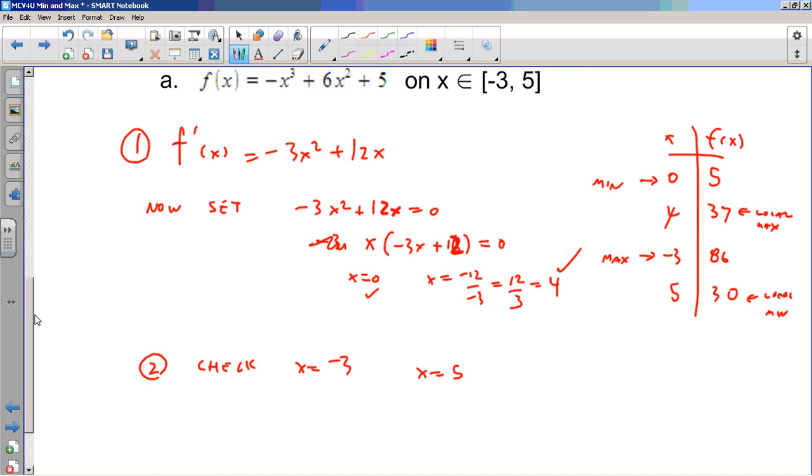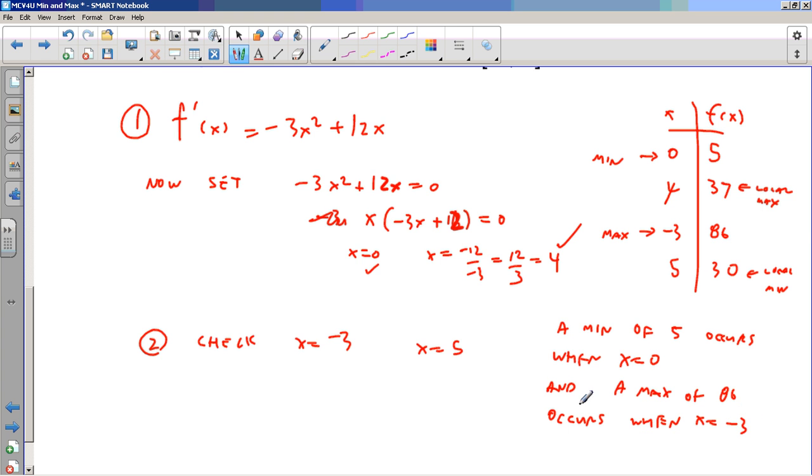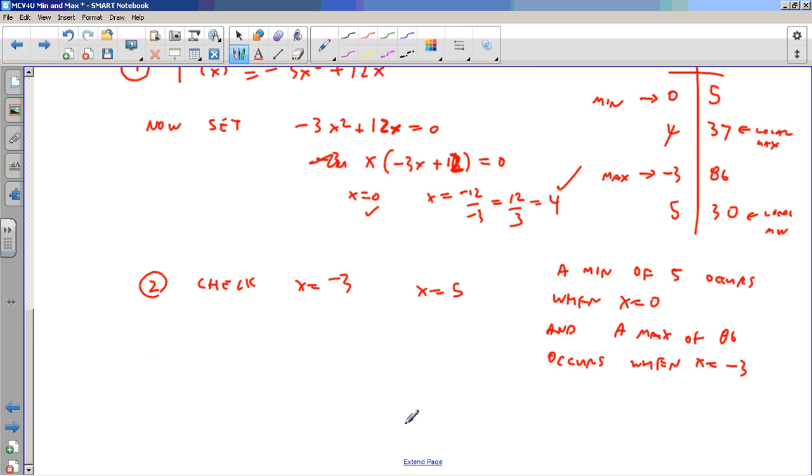And if we wanted to say, a minimum of 5 occurs when x equals 0, and a max of 86 occurs when x equals -3. Okay, we didn't use a sketch, but let's do a quick one.